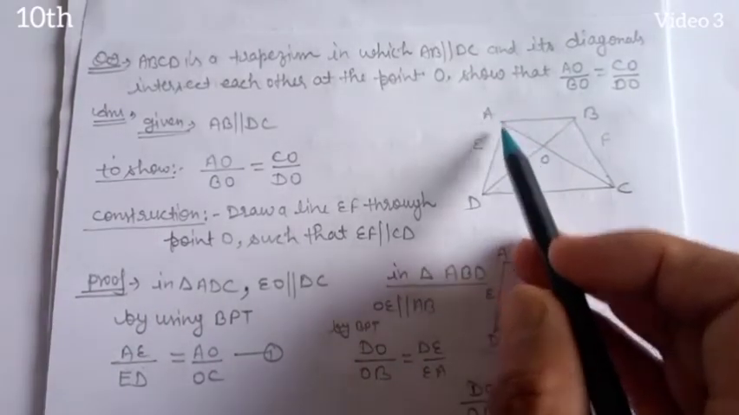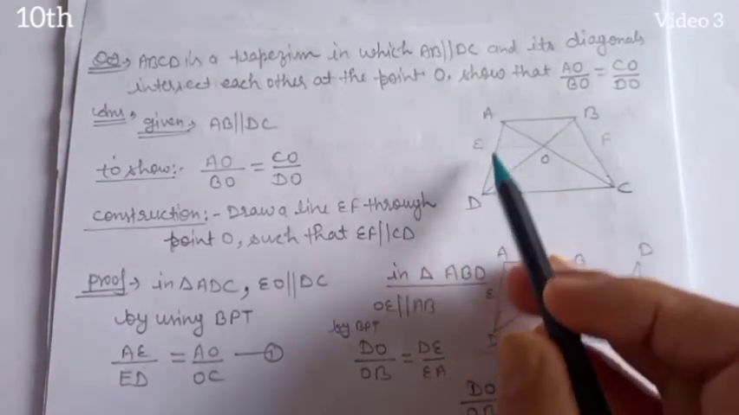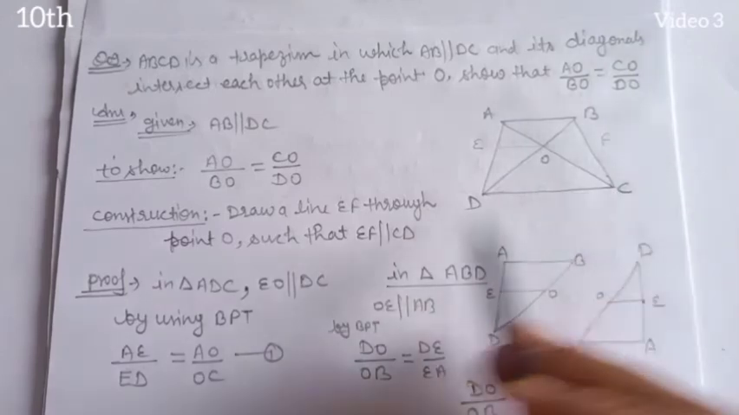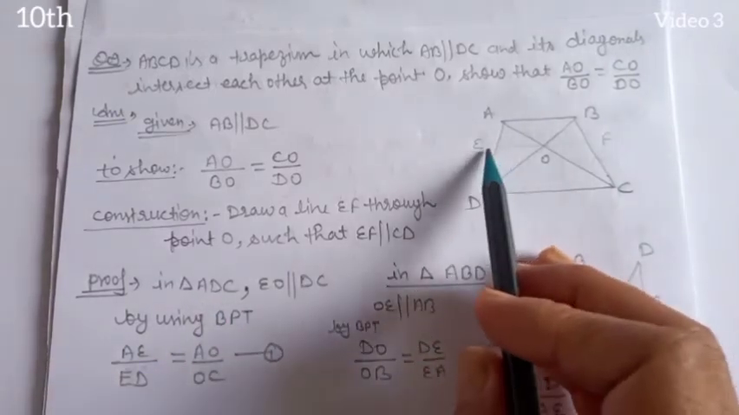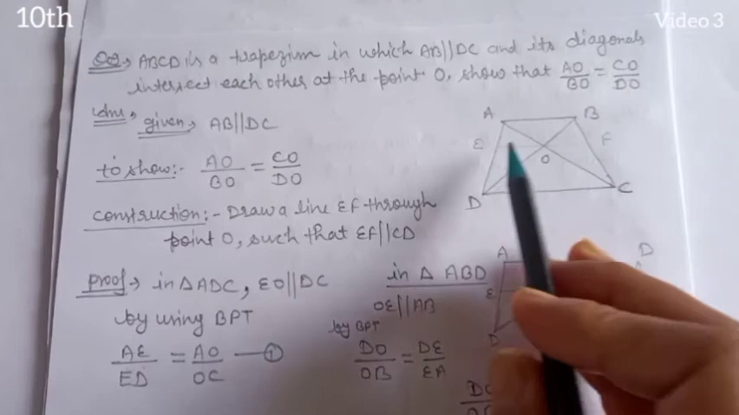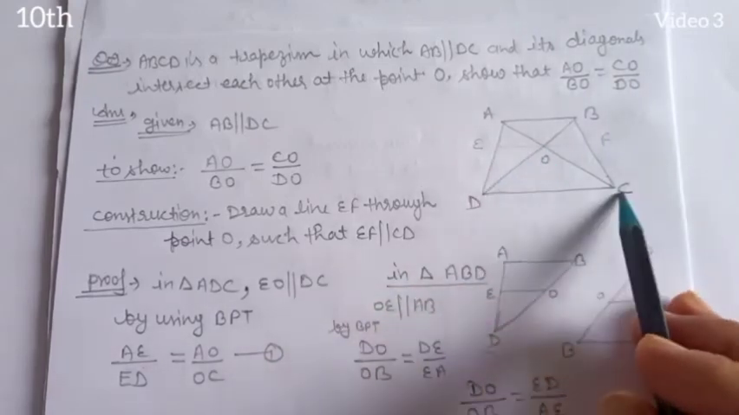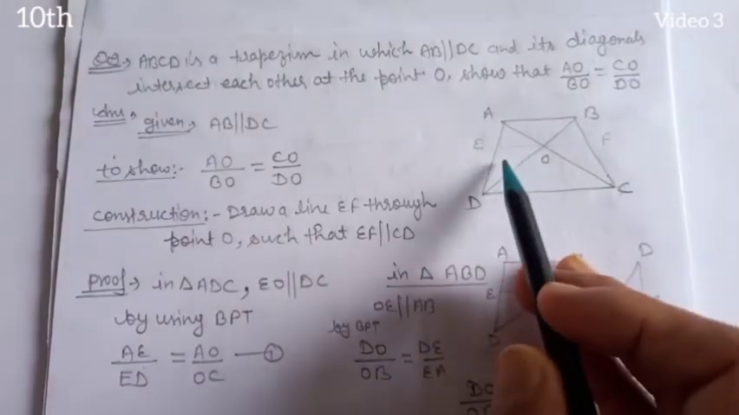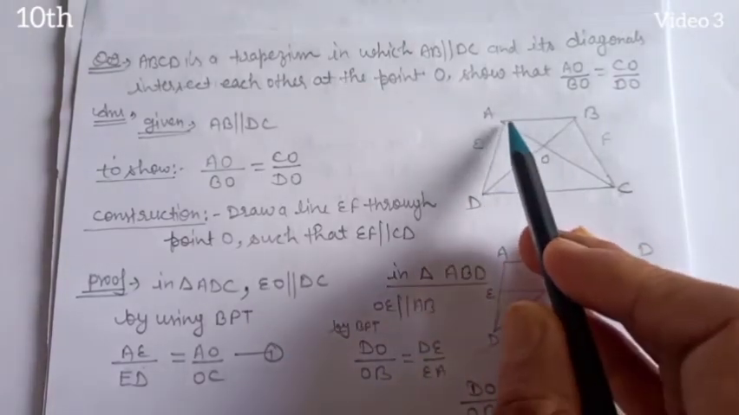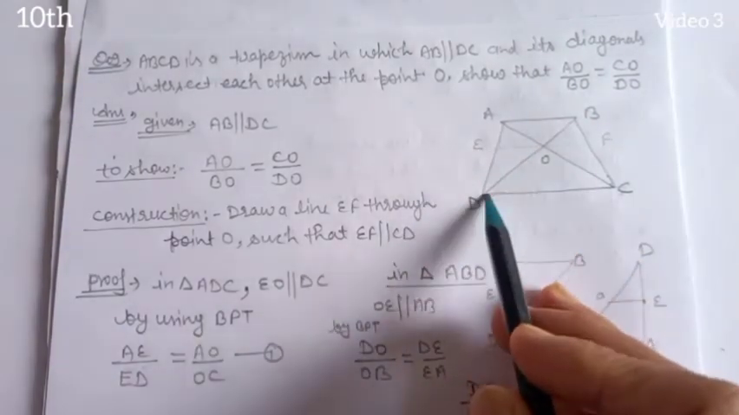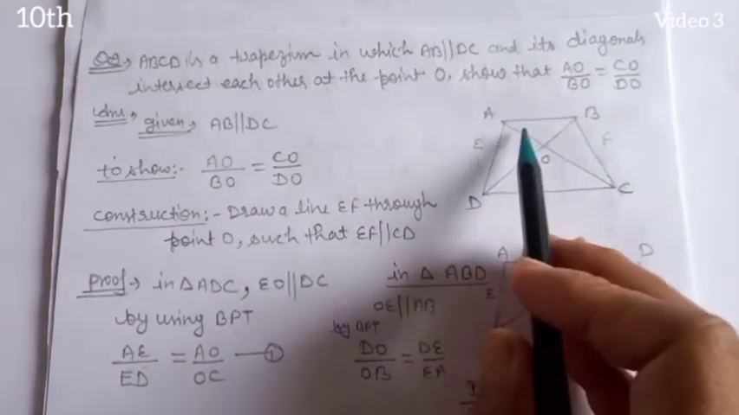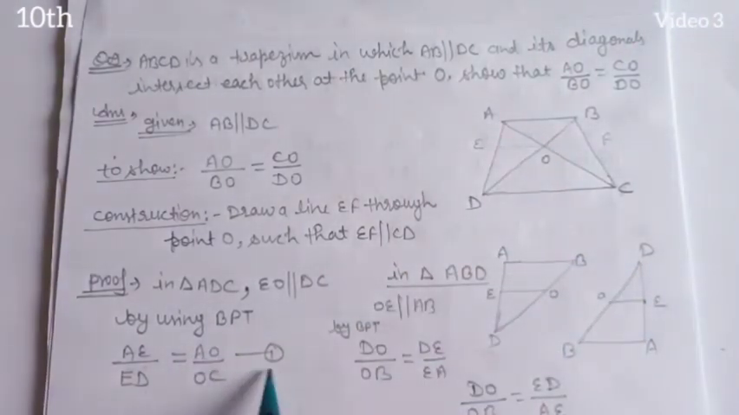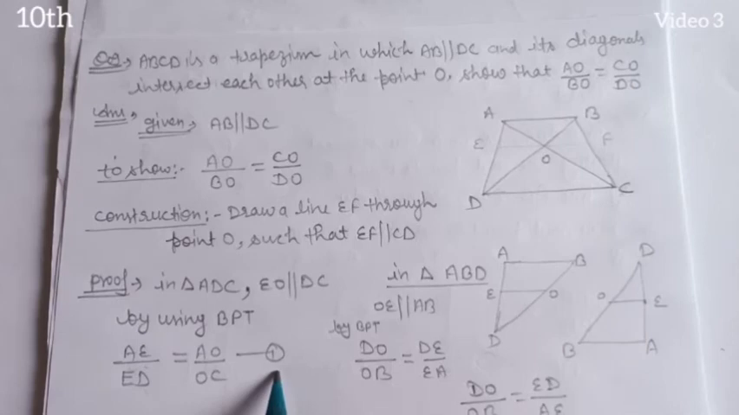Okay, proof. First we'll take triangle ADC. In ADC, as you know, EF is parallel to DC, so EO is also parallel to DC. So by using BPT, the ratio of the sides would be equal, means AE upon ED is equal to AO upon OC. Mark it as equation 1.